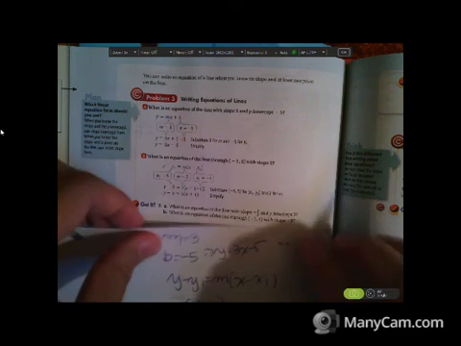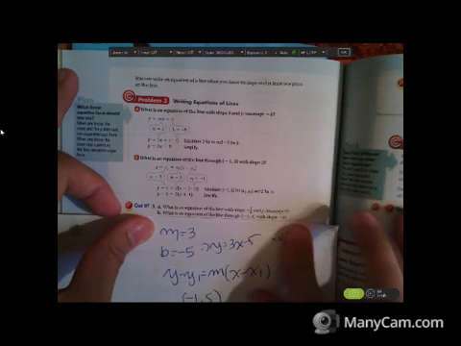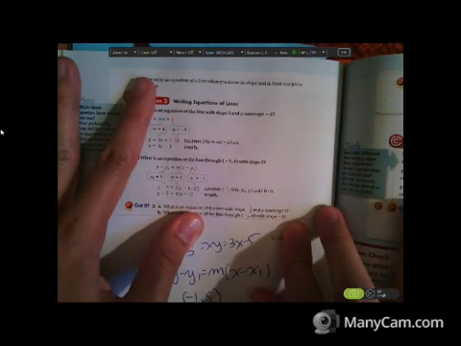Alright, so why don't you try got it letter B. What is the equation of the line through negative 1, 4 with slope negative 3?